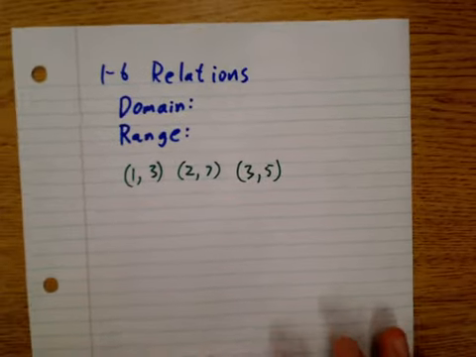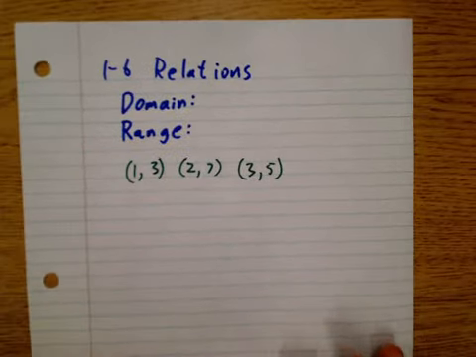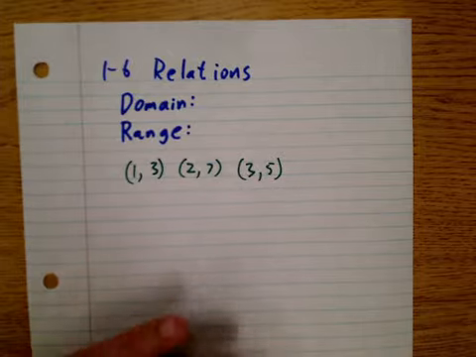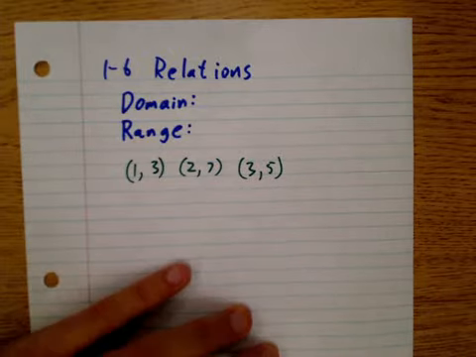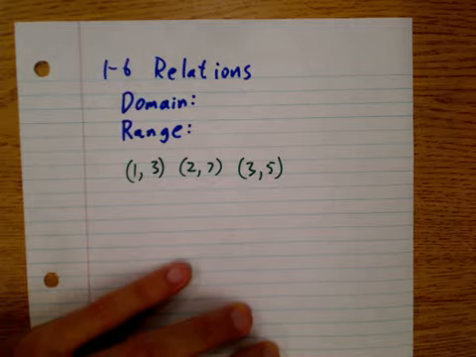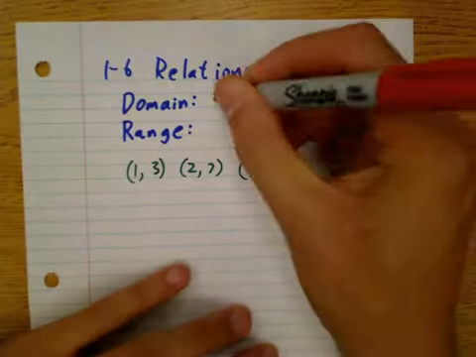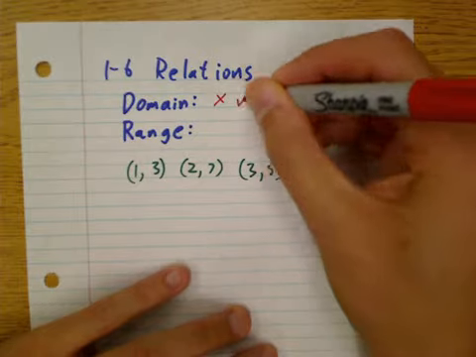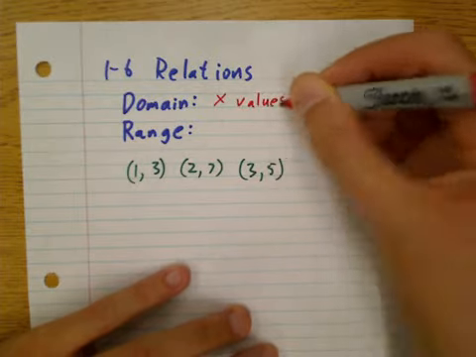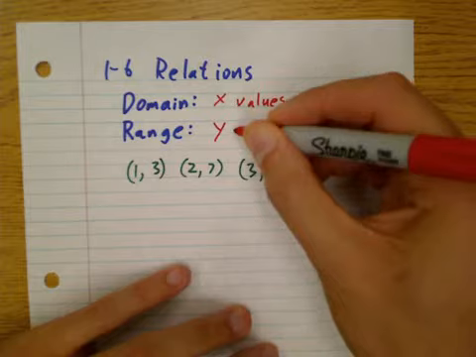This is kind of getting into the stuff that we do in Algebra 1, and we'll do a lot more in Algebra 2 when you take that in a year or two. So in relations, we talk about the domain and the range. And the domain is just the x values. Okay, and the range is the y values.